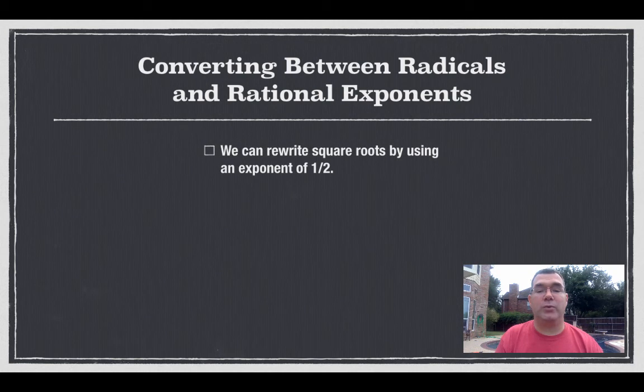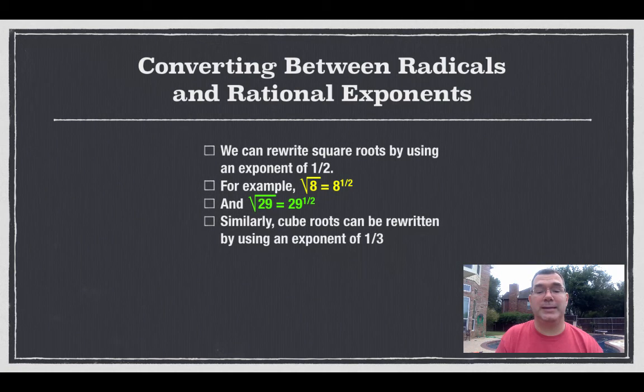Okay, so I can rewrite any square roots by using an exponent of 1/2. For example, if I have the square root of 8, that is the same as 8 to the 1/2. And root 29 is 29 to the 1/2. Those two things mean the same thing. Similarly, cube roots can be written by using an exponent of 1/3. So if I have the cube root of 57, I can write that as 57 to the 1/3, and so on. So if I have a fourth root, I can write it as something to the 1/4.